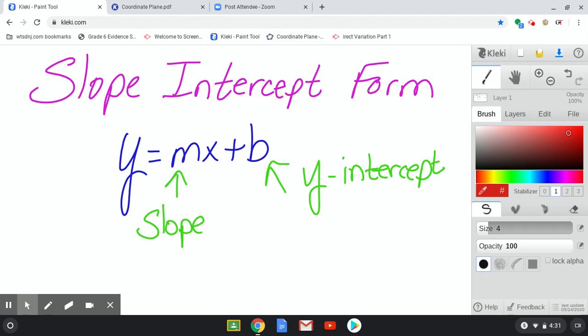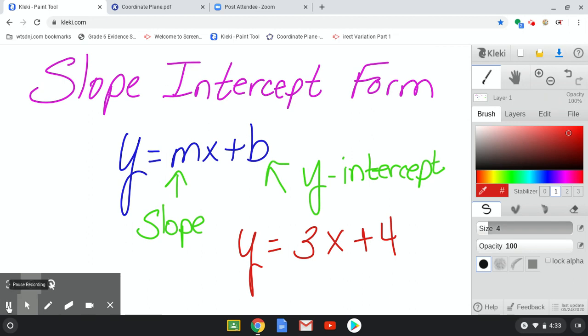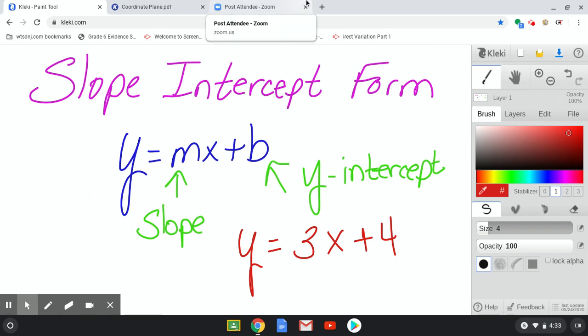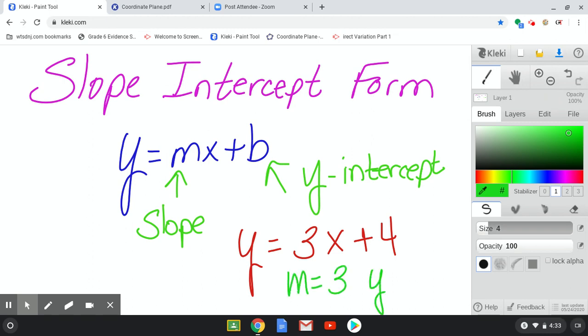So if I had y is equal to 3x plus 4, and the directions told you to identify the slope and the y-intercept, you would tell me that your slope, which is m, is 3, and your y-intercept is, in this case, a positive 4.